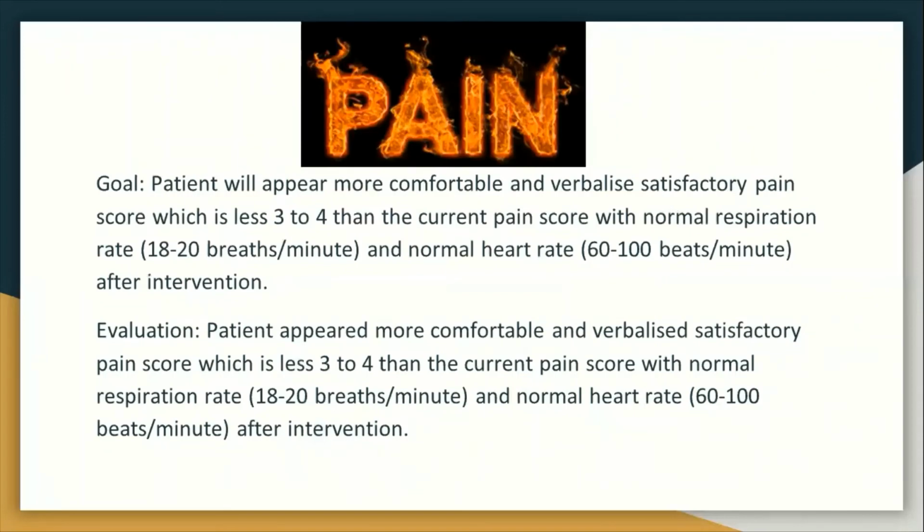The goal for this nursing diagnosis is the patient will appear more comfortable and verbalize a satisfactory pain score, which is 3 to 4 less than the current pain score, with normal respiration rate 18 to 20 breaths per minute and normal heart rate 60 to 100 beats per minute after intervention. The evaluation after the intervention is that the patient appears more comfortable and verbalizes a satisfactory pain score, which is 3 to 4 less than the current pain score, with normal respiration rate 18 to 20 breaths per minute and normal heart rate 60 to 100 beats per minute after intervention.